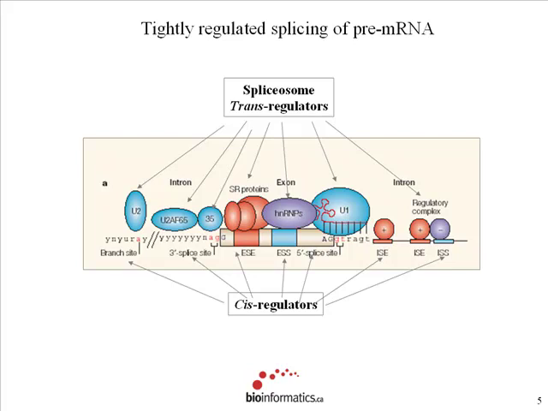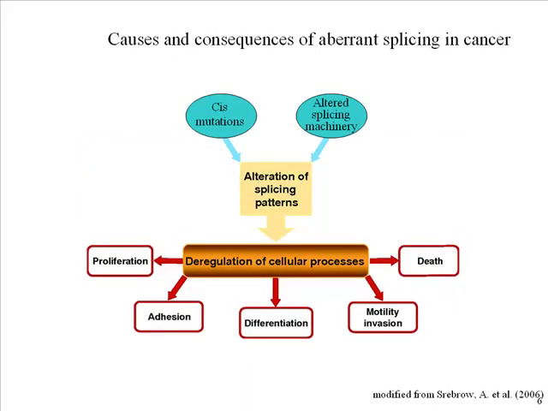And so that's what the spliceosome machinery does here. And you can see certainly that all aspects of this spliceosome machinery can be targeted with mutations or some other types of aberrations and can be disrupted. And that's what happens in cancer in particular.